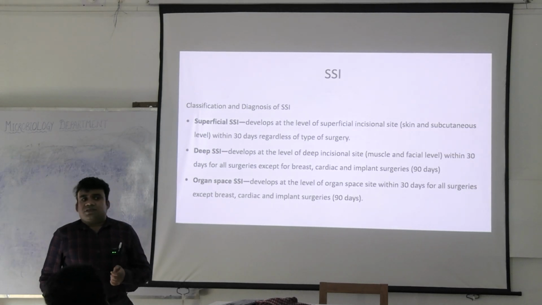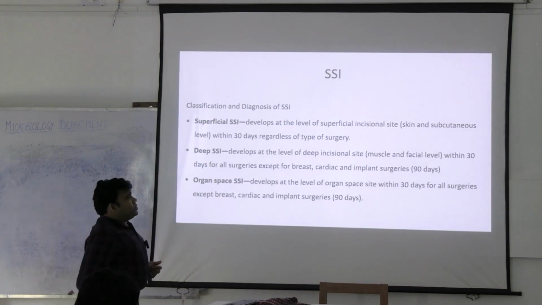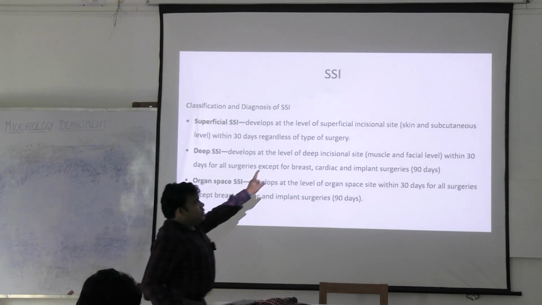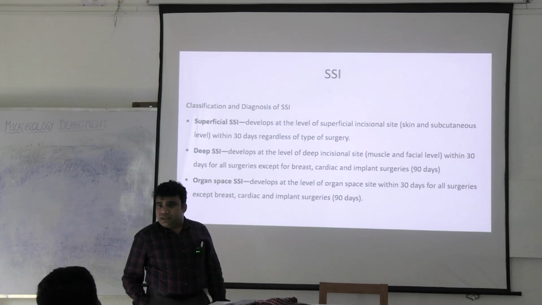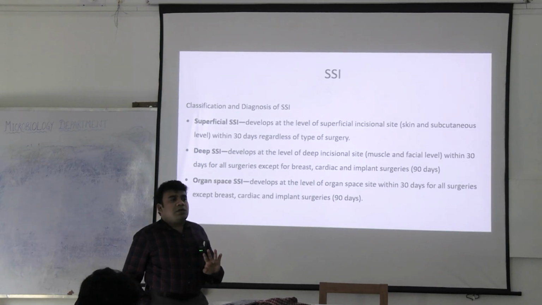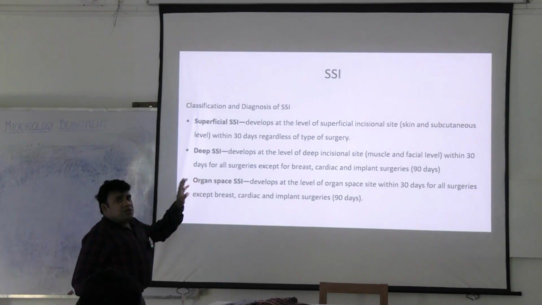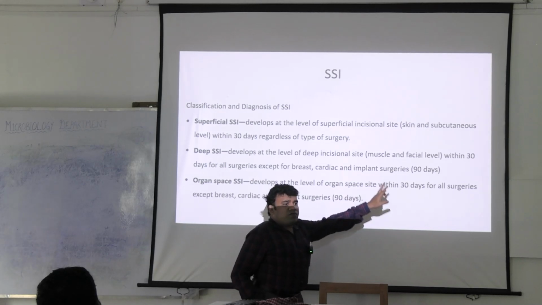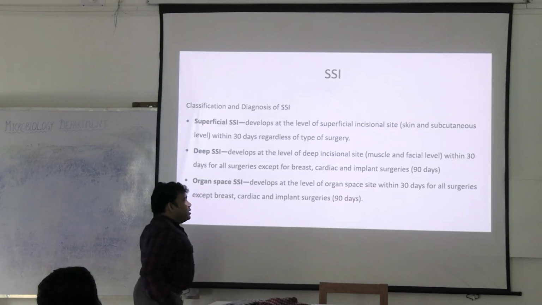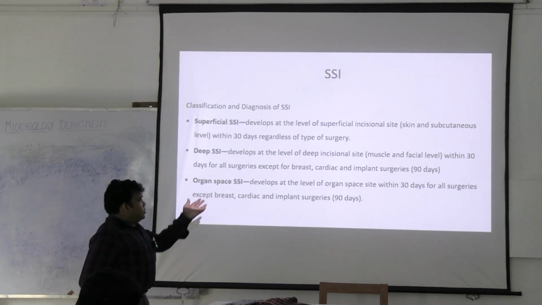But surgical site infections can also be classified depending on the depth of the wound: superficial, deep, or organ space. What is a superficial infection? Superficial means the skin and subcutaneous tissue at the incision site. That is called a superficial incisional infection. Now, if this infection invades into the deep incisional site, that is the muscle or the fascial level, then we call it a deep wound infection.